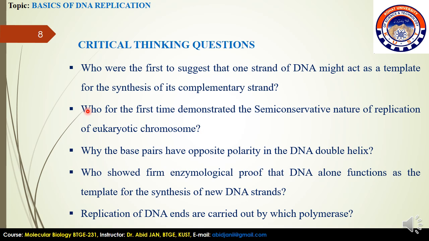Who for the first time demonstrated the semi-conservative nature of replication of eukaryotic chromosome? Semi-conservative nature of replication was first demonstrated by J. Herbert Taylor, Philip Wood, and Walter Hughes on root tip cells of broad bean, which is the common name for Vicia faba.